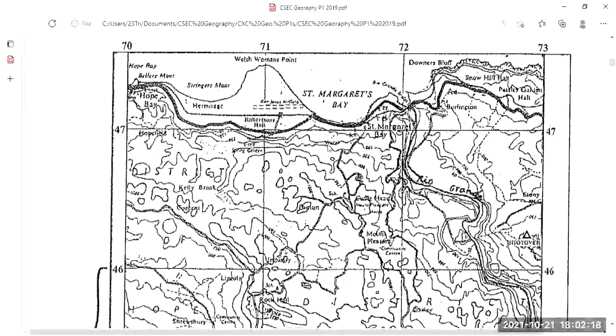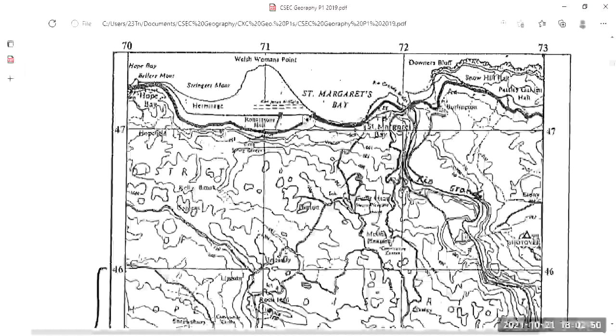Okay, good. So for a 4-figure grid reference, we would need two numbers for the eastings and two numbers for the northings. But 4-figure grid references give the general location of places, Alex. Within this whole box here, it gives the location of this place right here. All right.